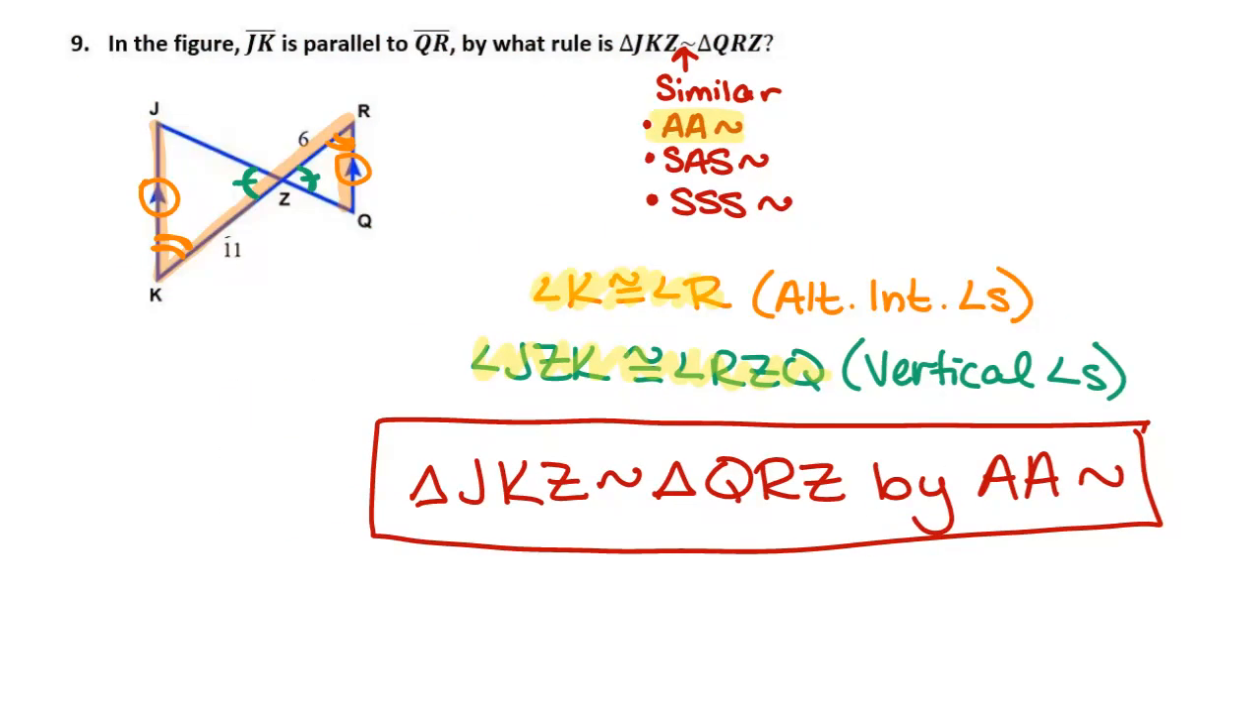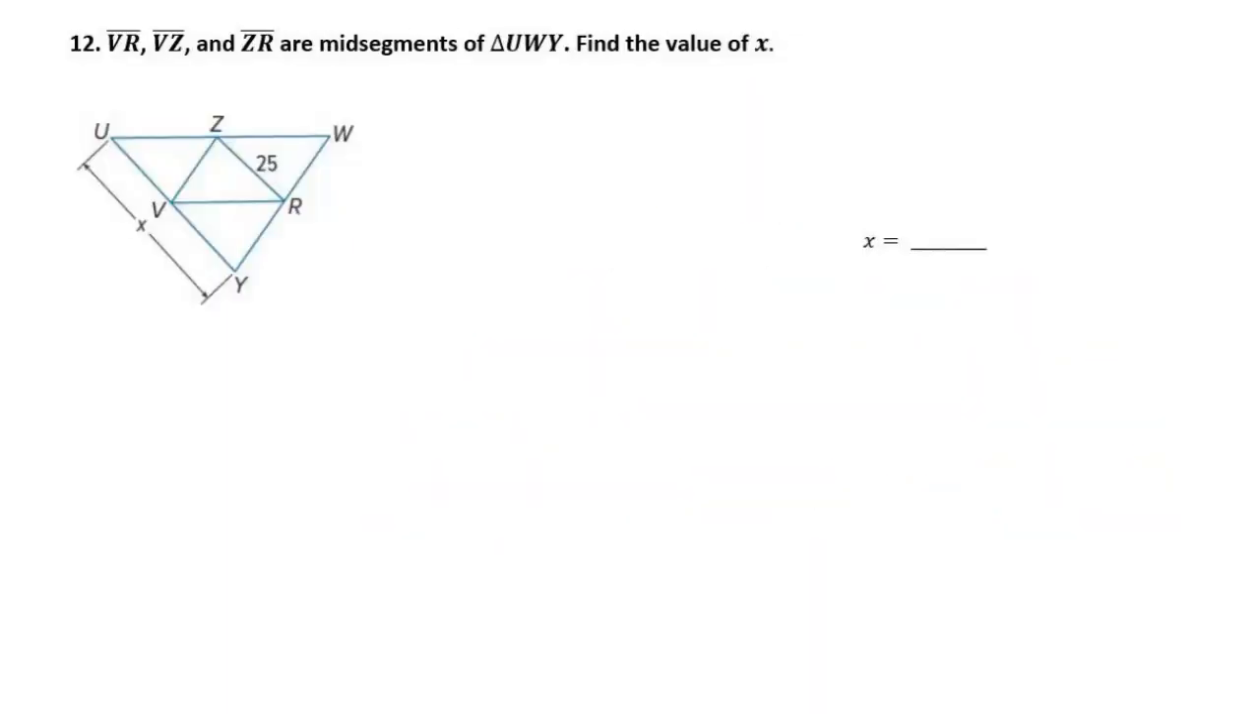Right. What other problems from the review between 7 and 18 would you guys like me to go over? Number 12, absolutely. All right, number 12.